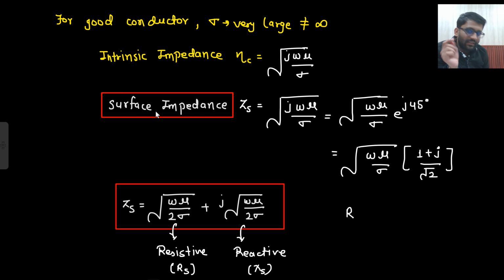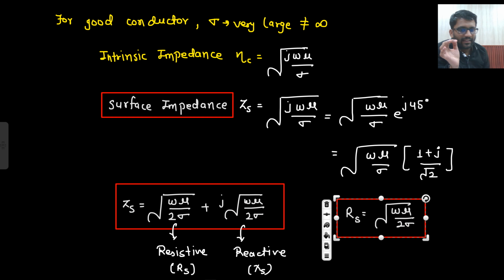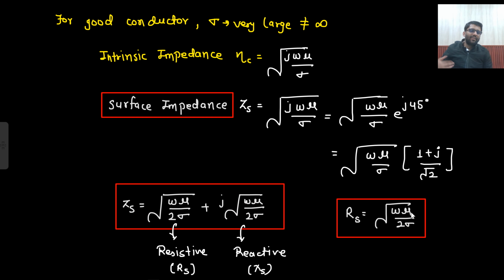So this was your surface impedance. But if they ask you what is the surface resistance, then you will write down omega mu upon 2 sigma. So this is also a very famous and very important formula. It may happen that they will give you the value of omega, the value of mu, and the conductivity, and they will ask you what is the surface resistance of the conductor. So this kind of question can also come. This is one of the formulas that you need to keep in mind.